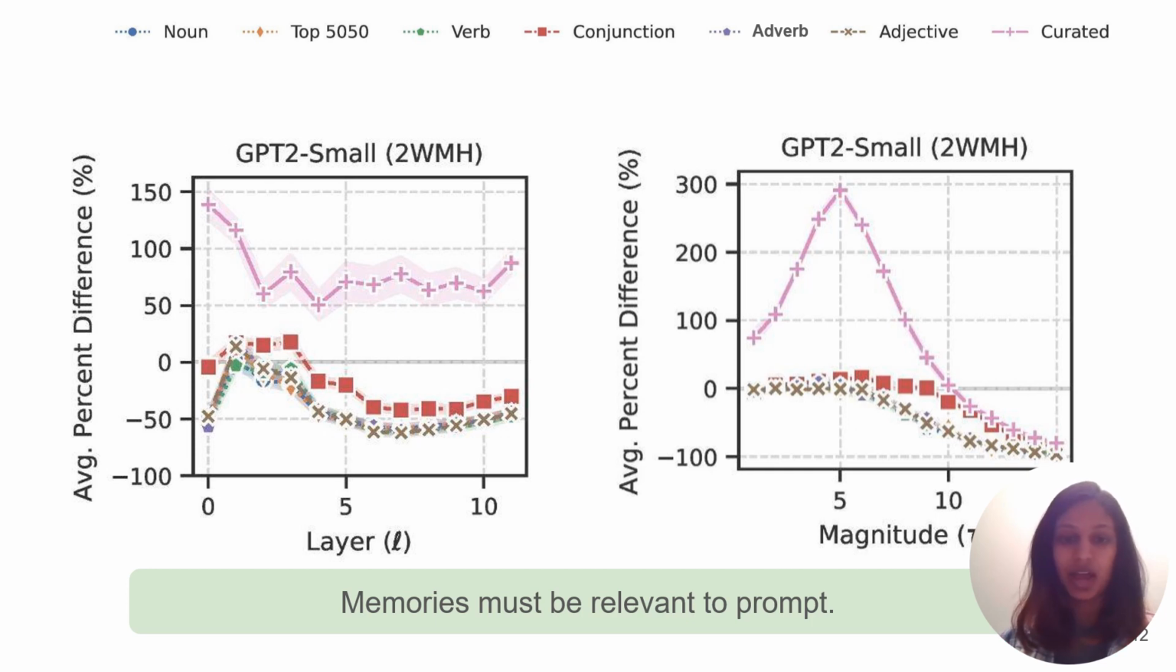What we're visualizing in these 2 graphs on the left-hand side is us varying the layer of injection across the x-axis and the average percent difference before and after a memory injection on the y-axis across our entire dataset. On the right-hand side, we're visualizing the exact same experiment, except on the x-axis, we are varying the magnitude of that memory instead of the layer. What we see in both of these graphs is that the pink line, indicating memory injections from curated sources, significantly outperforms all of the other memory injection types, all of the other colorful lines. And so our real takeaway here is that memories must be relevant to the prompt. Whatever that memory has is going to have a very direct effect on what type of prompt completion the model generates.